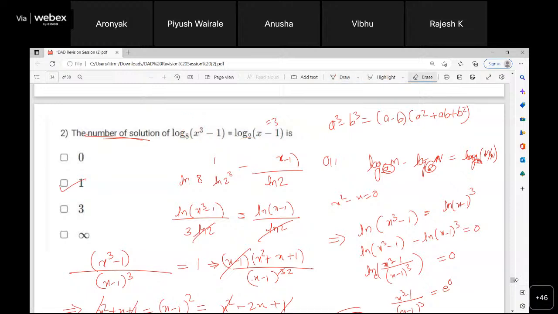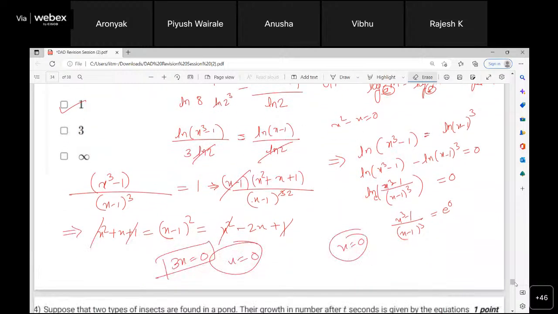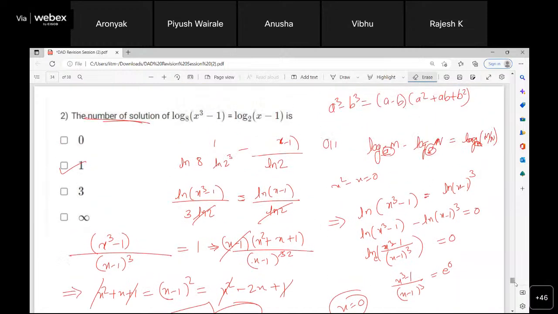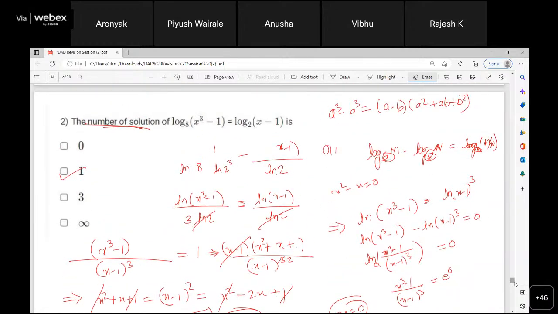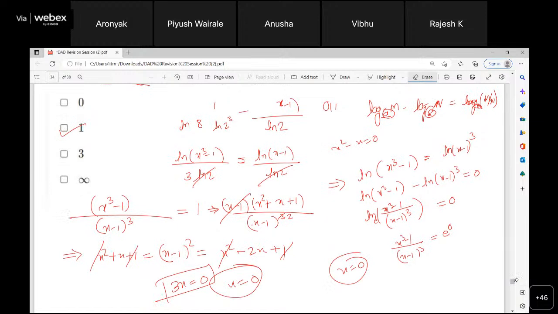If I can just interject over here, I think when you were doing the calculation, we got the expression as (x cube minus 1) by (x minus 1) whole cube is equal to 1, right? So if we put the value of x equal to 1 in the original equation, then it's getting satisfied. Log of 0 equal to log of 0.